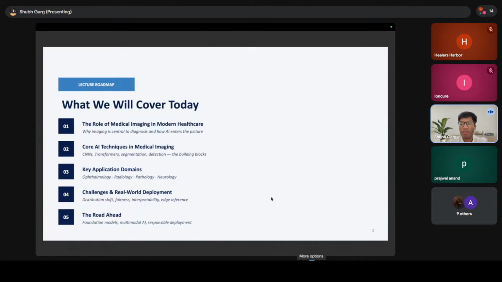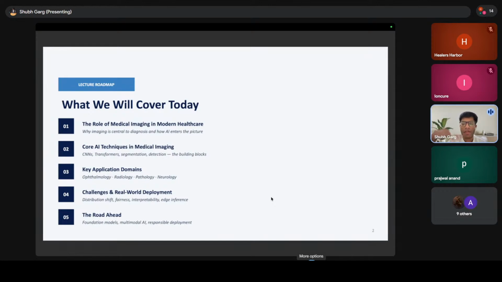What we'll cover today, so you'll know where we're headed. We'll start with some context: why medical imaging specifically, and why it's the hardest domain for AI. Then we'll cover the core technical blocks: the CNNs, the transformers, the segmentation and detection blocks. And then we'll talk domain by domain about ophthalmology, radiology, neurology, pathology, and see what AI can do and what AI is actually doing in every particular area.